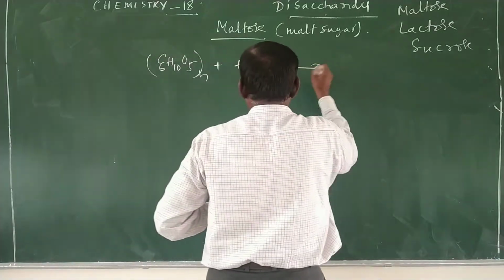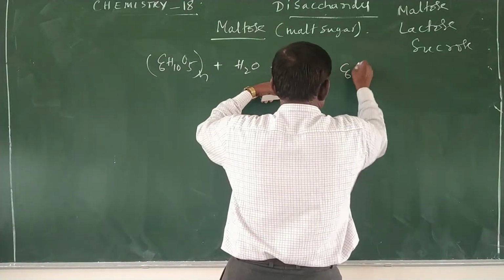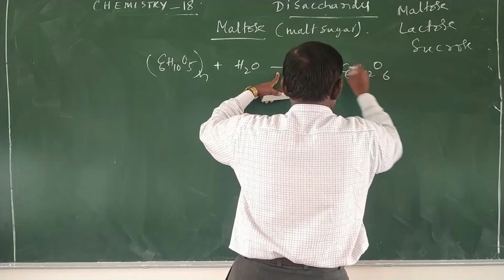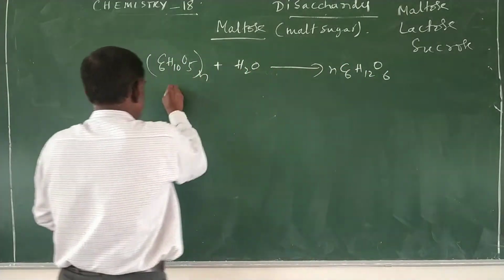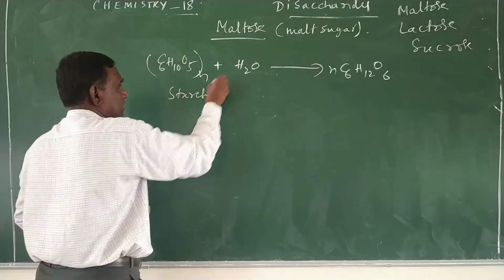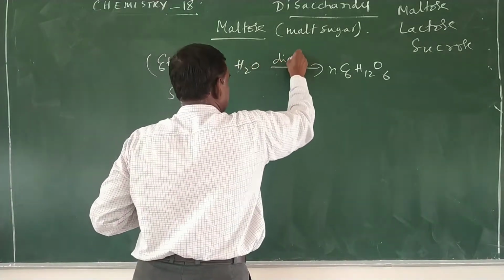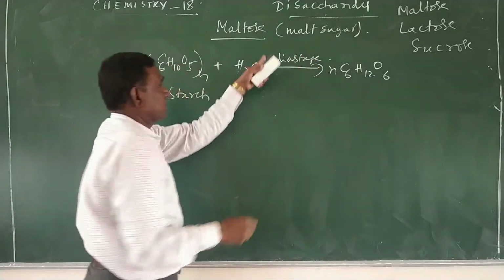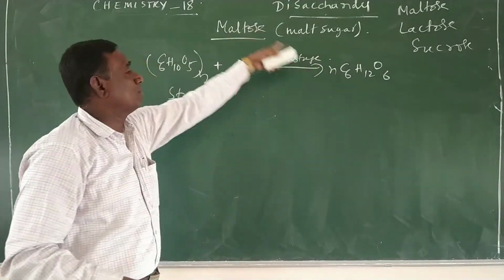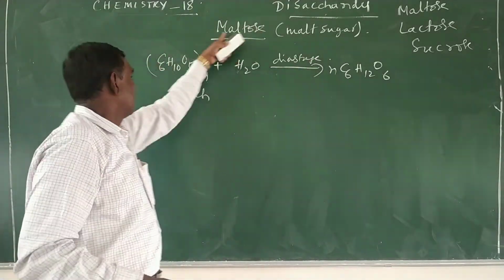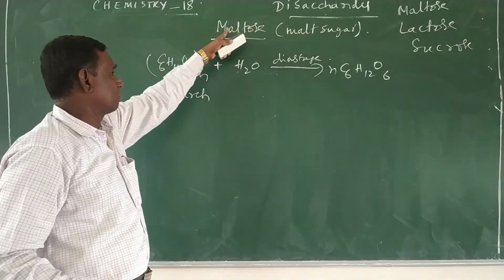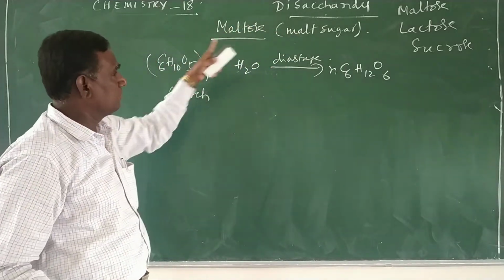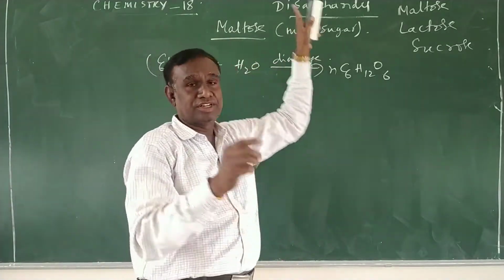You will be getting n times C6H12O6. So that means this is the starch. This starch undergoes hydrolysis by the enzyme diastase present in the malt. Therefore it is called the malt sugar. Maltose is also called the malt sugar because it is obtained by the hydrolysis of starch in presence of an enzyme diastase present in the malt.